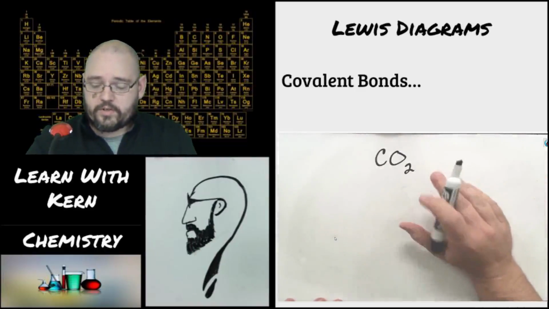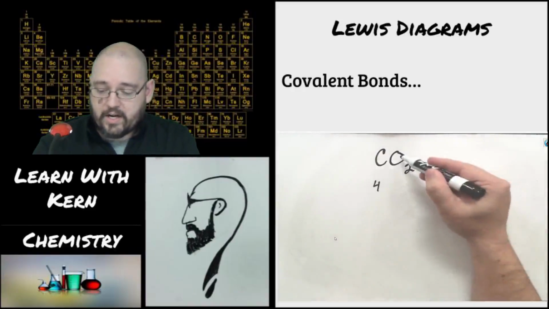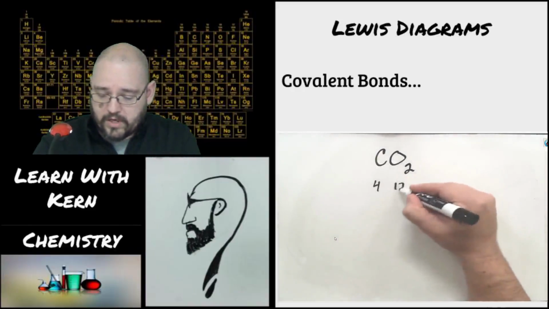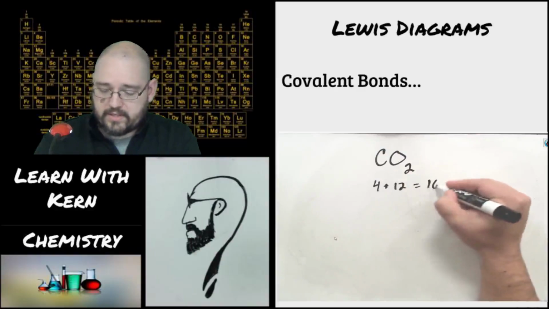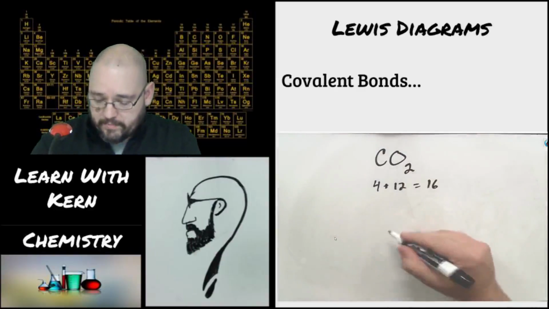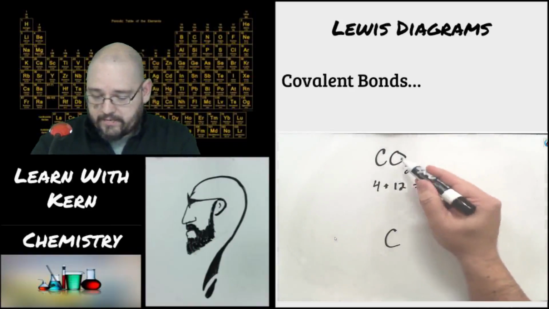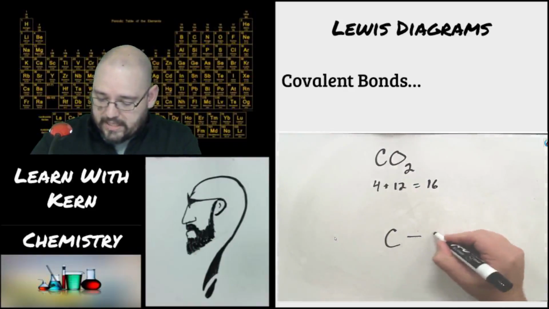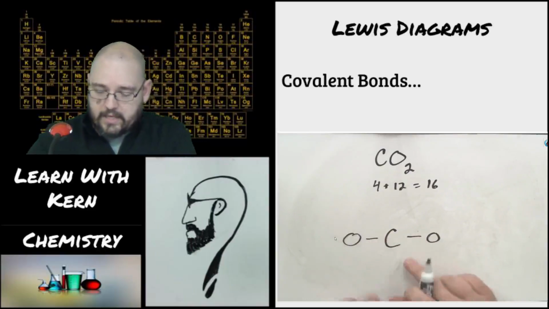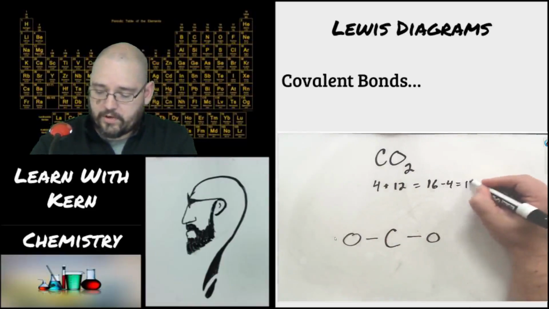How many valence electrons do I have? Well, carbon has 4 valence electrons, and oxygen has 6, and there are 2 oxygens, so that's a total of 12. 4 plus 12 is 16. So I have 16 valence electrons to work with. Now I need to pick my central atom. My central atom is going to be carbon, because there's only 1 carbon here, and I have 2 oxygens. So I'm going to attach each oxygen to my carbon with a single bonding pair. I just used 2 and 2, that's 4 valence electrons, so I have 12 left.